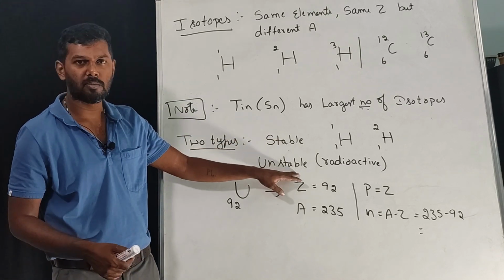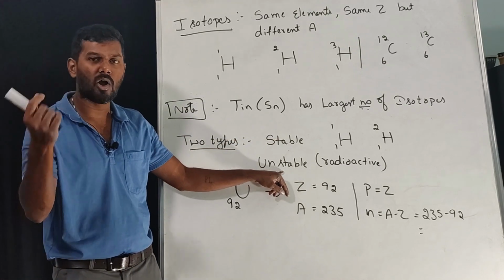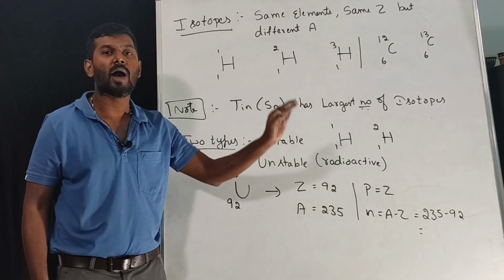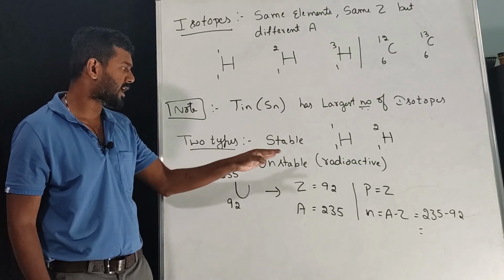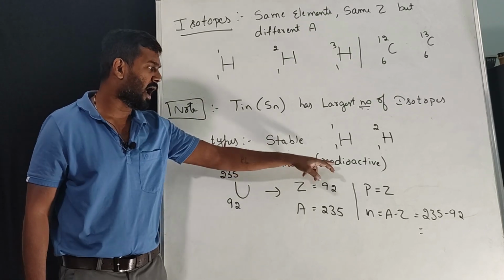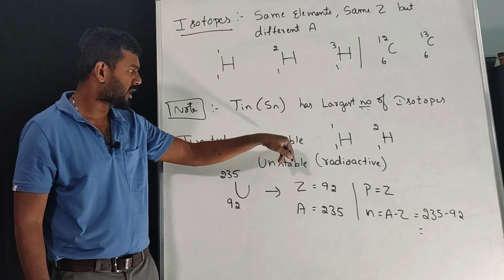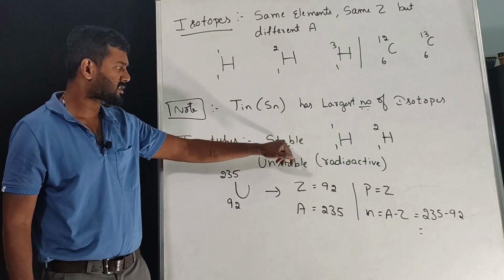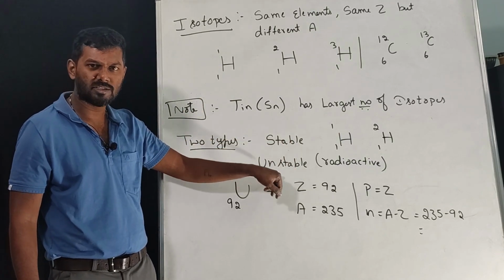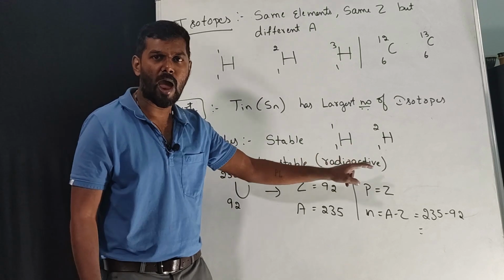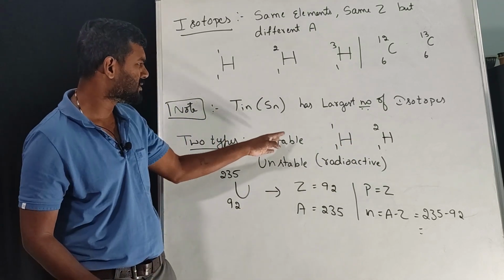Stable and unstable. Unstable is also called radioactive isotope. Keep this in mind, because in the exam they may use unstable or radioactive isotopes. So there are two types of isotopes, stable and unstable. Unstable is also called radioactive isotopes. What do you mean by stable?